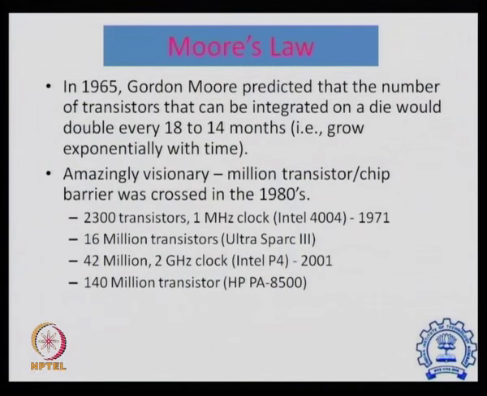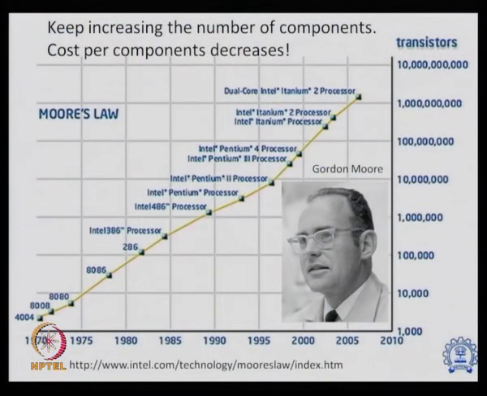Just to give some numbers of transistors, the first Intel 4004 was 2300 transistors, which was working on a 1 megahertz clock. UltraSPARC from Sun has 16 million transistors. The 2 gigahertz Intel P4, which appeared in 2001, has 42 million transistors. And in 2003, HP's first PA-8500 appeared, which has 140 million transistors. Currently, many of the processors, quad ones or Athlon or others from AMD, all have more than 400 million transistors on chip. So, here is Moore's law.